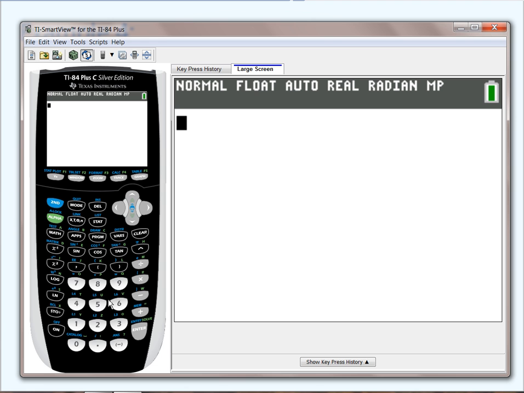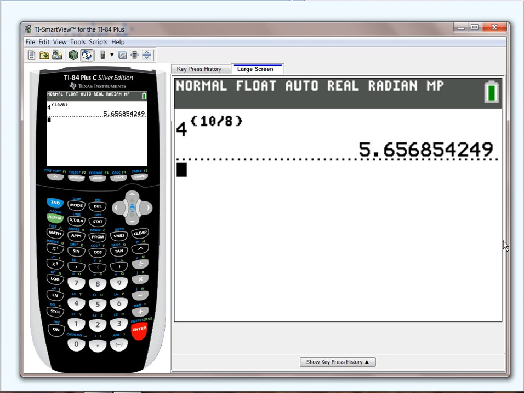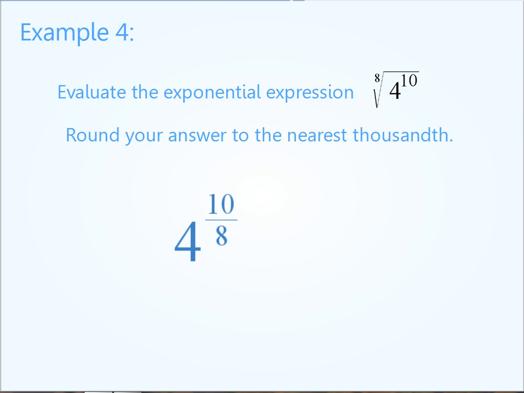So I'm going to put in 4 exponent, open parenthesis so that I can put in my fraction of 10 over 8, close parenthesis, and enter. And if I need to round this to the nearest thousandth, I'm going to get 5.657. Don't forget to round. 5.657 would be my evaluation. Notice that 10 over 8 is larger than 1, so it actually makes my number bigger.